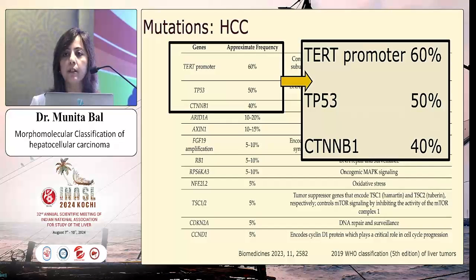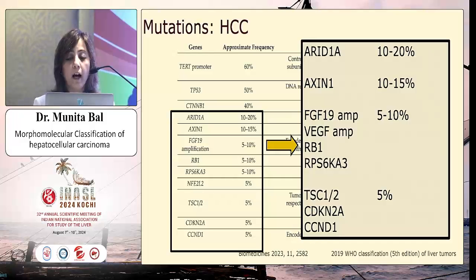The main mutations that drive hepatocellular tumorigenesis are the TERT promoter, TP53, and beta-catenin or CTNNB1 mutation. So these are the three key players which are active in most hepatocellular carcinomas. It's unfortunate that none of them is druggable. The other mutations, in the range of 5 to 10, 20%, are ARID1A, the SWI/SNF chromatin remodeling pathway, amplifications in FGF19 and VEGF, and the P16 pathway.